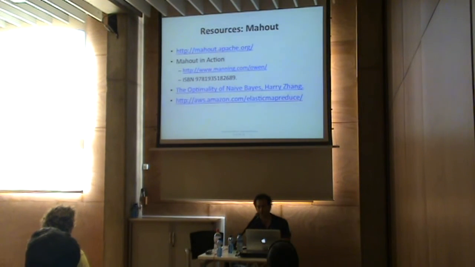There's a good paper on, I guess the link isn't here, but we can give you the link later if you want to read more about the naive Bayes classifier that we have decided to implement in the prototype. And Elastic MapReduce service from Amazon could be a good solution depending on your hosting requirements and availability.